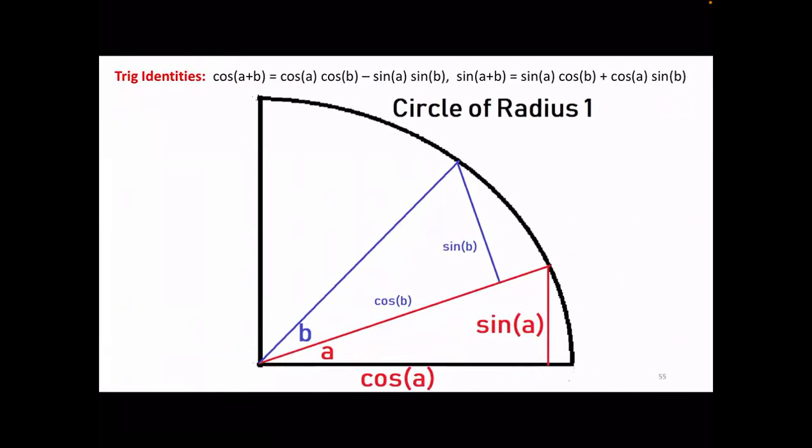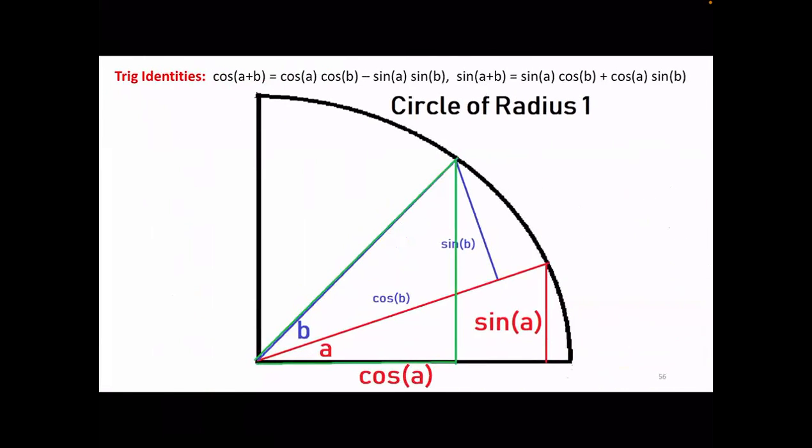And I'm going to just start dropping right angles. So I'm going to draw the line all the way down, giving my cosine a and sine a. I'm going to draw a line and give me a cosine b, a sine b from the other one. And now I'm going to draw another one straight down to the x-axis, and that gives me another right triangle with angle a plus b.